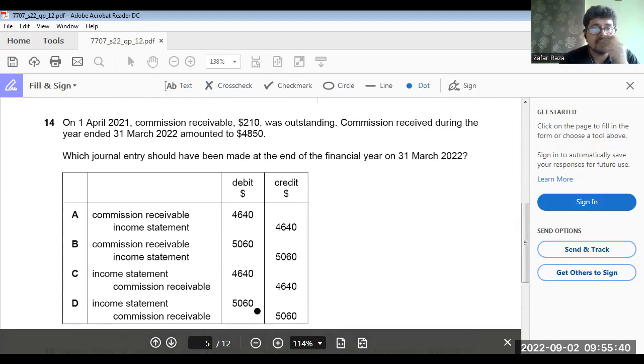On 1st April 2021, commission receivable 210 was outstanding. Commission received during the year ended 31st March 2022 amounted to 4,850. 4,850 received during the year minus receivable at the start of the year 210. So we have to make an entry of 4,640, and this is income. So the income statement is going to be credited. A option is the answer.